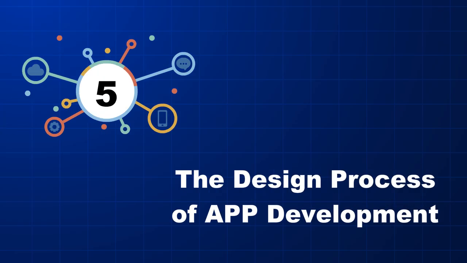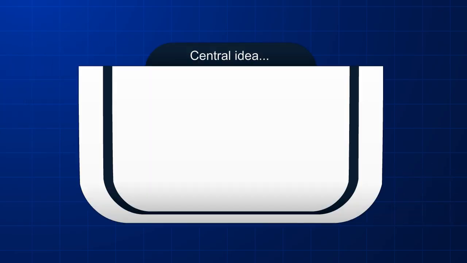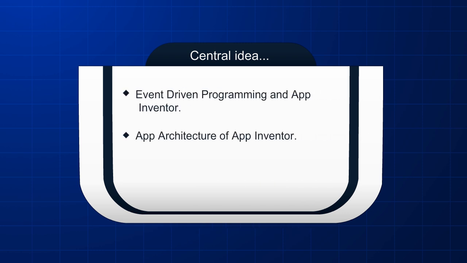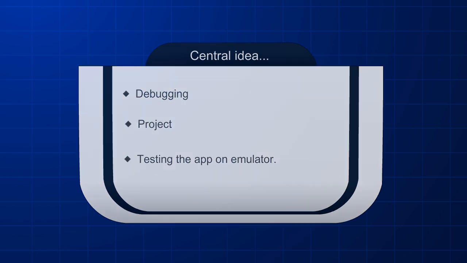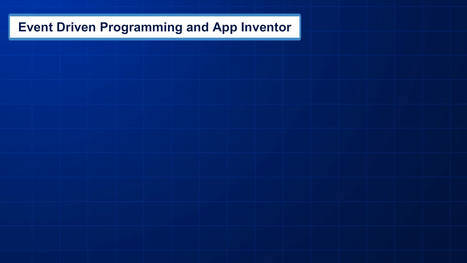Chapter 5. The Design Process of App Development. Central idea: Event-driven programming and App Inventor. App architecture of App Inventor. How to become a programmer or app creator. Debugging, project, testing the app on emulator. Event-driven programming and App Inventor.